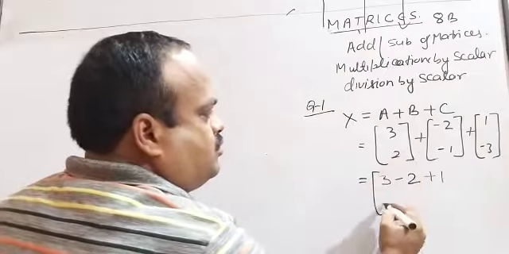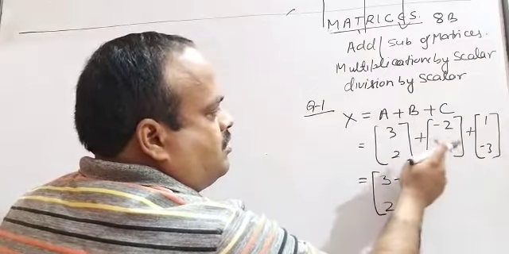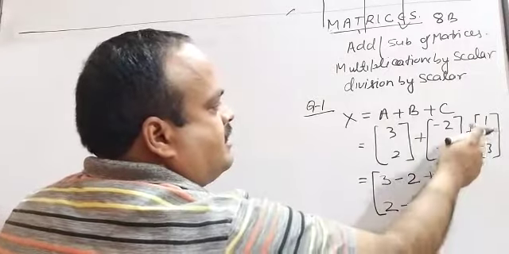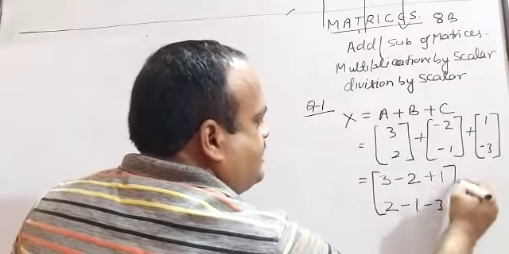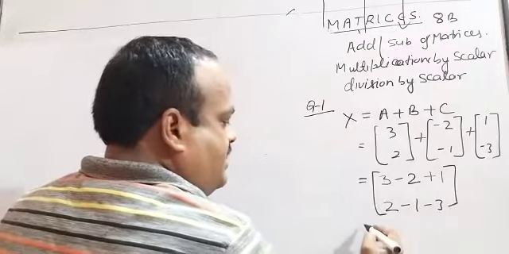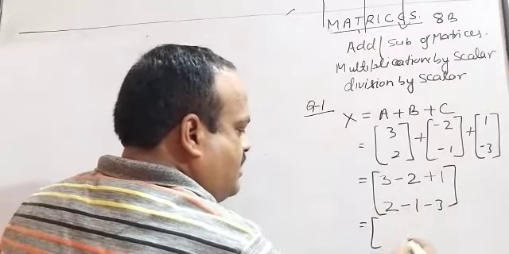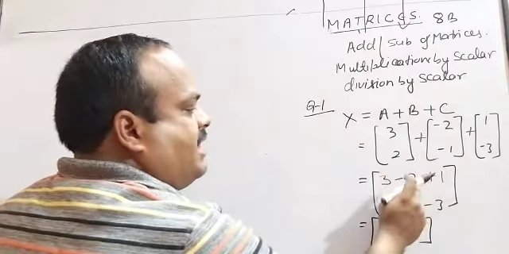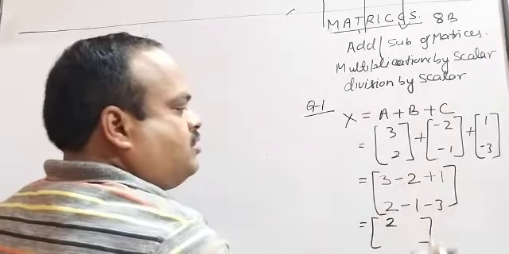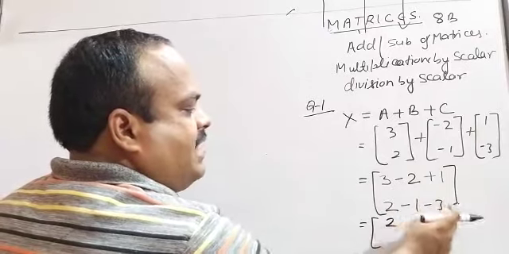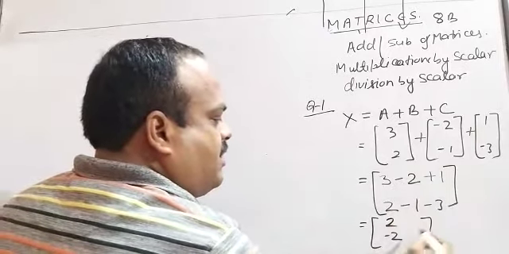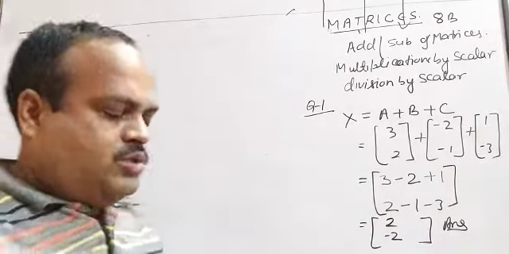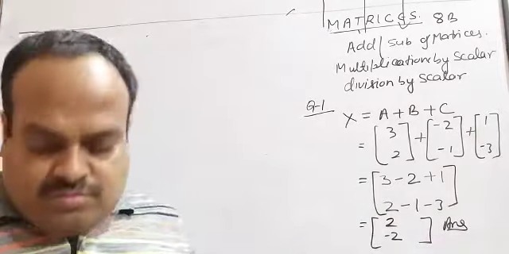Now second one. 2 plus minus 1 minus 3. So we get here 3 minus 2 plus 1, 4 minus 4 plus 2, minus 2. So the matrix X has two elements, 2 and minus 2.